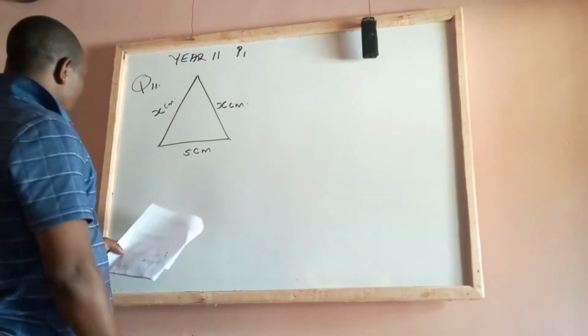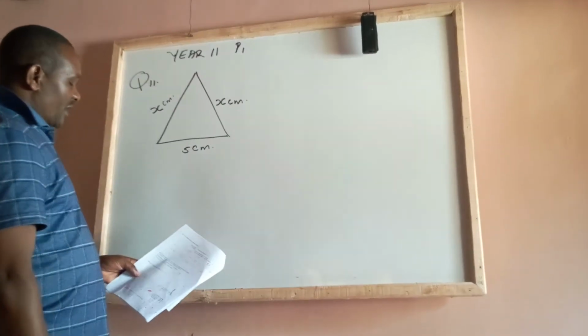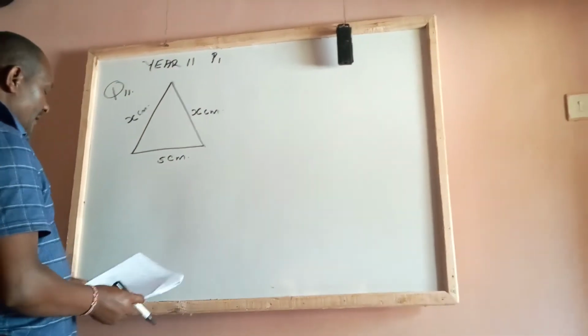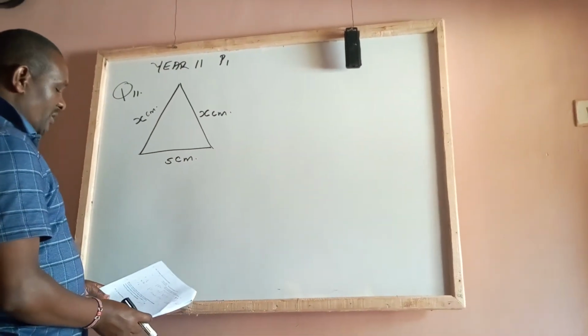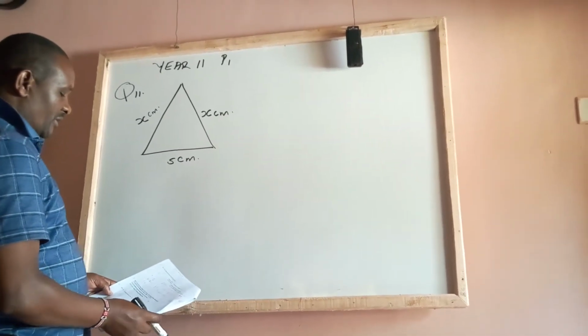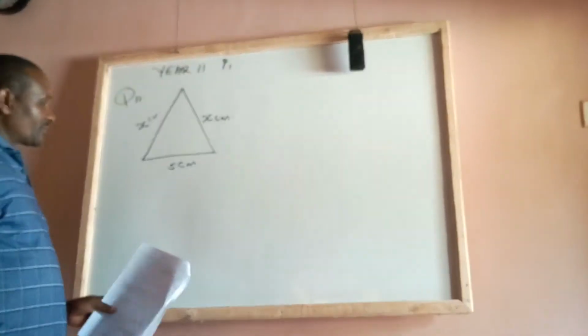The diagram shows an isosceles triangle, and the area of the triangle is 12 centimeters squared. Work out the perimeter of the triangle and give your answer correct to three significant figures.